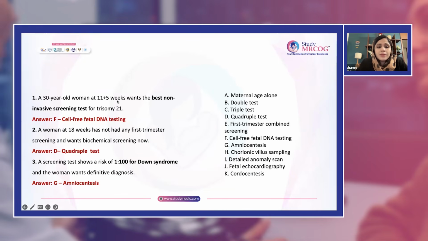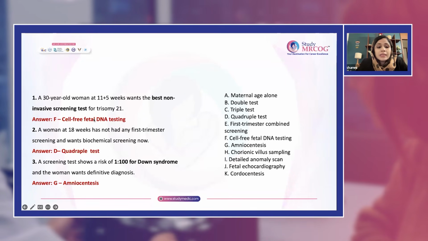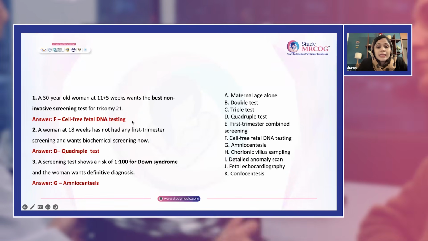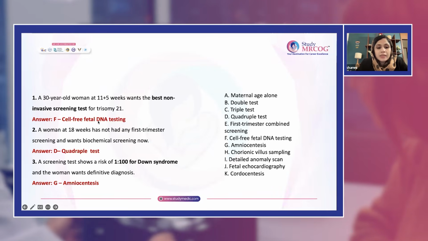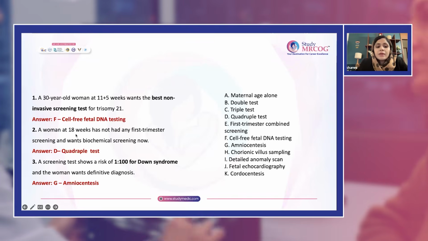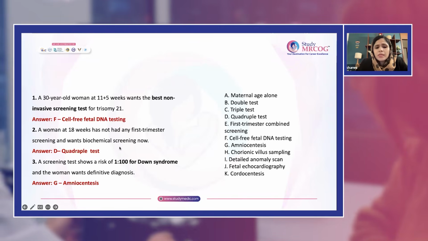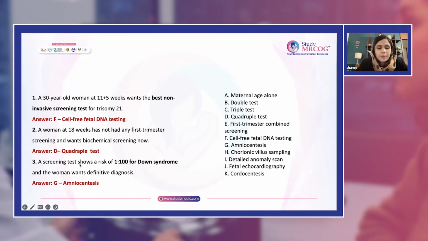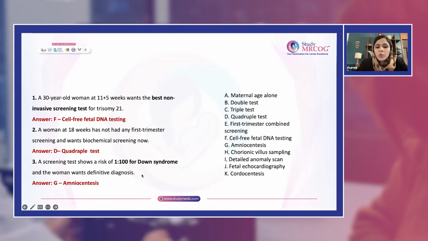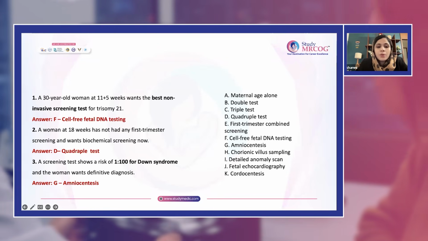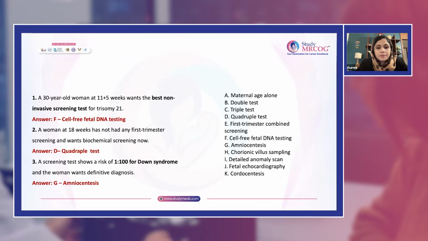A 30-year-old woman at 11 plus 5 weeks wants the best non-invasive screening for trisomy. It is cell-free fetal DNA. It has 99% detection, it is best. Okay, so best is NIPT. A woman at 18 weeks has not had any first trimester screening. She wants biochemical screening. Now you may offer the quadruple test. Next, the screening test is showing 1 in 100 risk for Down syndrome. So it is high risk. We have to refer for prenatal investigation, that is amniocentesis.